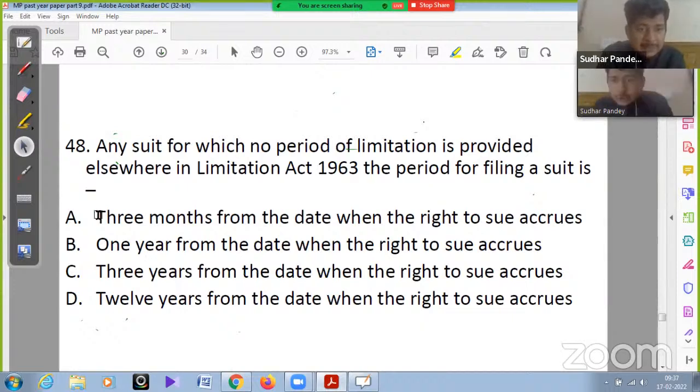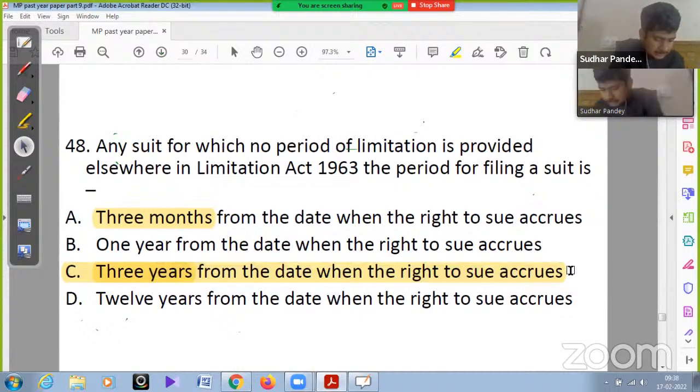Question number 48, look, all of us are aware that there is a provision of 3 months and 3 years. So some of you might get confused. We often, in a hurry, do not read the question properly and we mark the answers. So its answer is 3 years. Remember, its correct answer will be 3 years, not 3 months. Both A and C options are using 3, but here it is 3 months, here it is 3 years. So its correct answer will be C, that from the date when the right to sue accrues, within 3 years from that date, right? Correct.